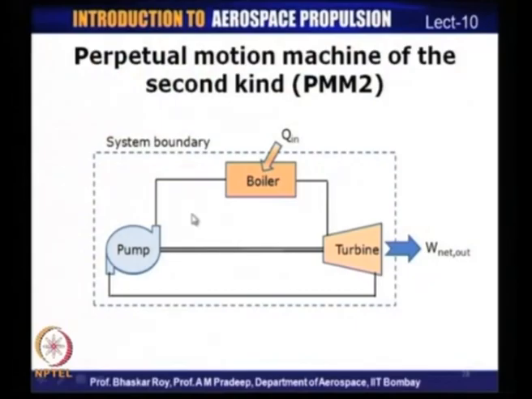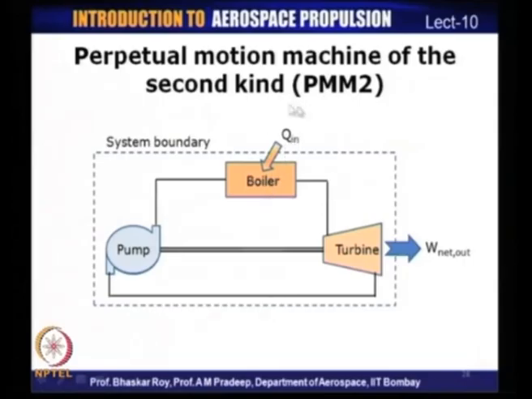Now, here the same inventor, after he finds that it is a violation of the first law, claims, well, if that is a violation, let me modify this system and remove the condenser. Recall that we had a condenser here through which heat was rejected. So, he said, let me remove the condenser, because you are just wasting heat through the condenser; you do not need a condenser at all.